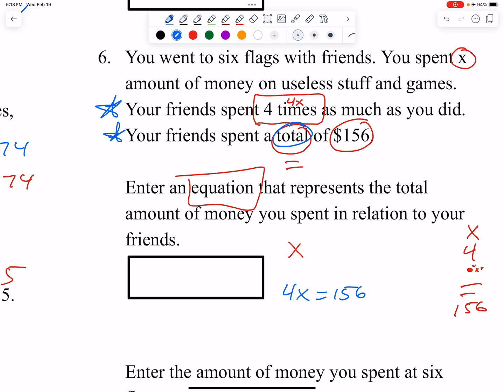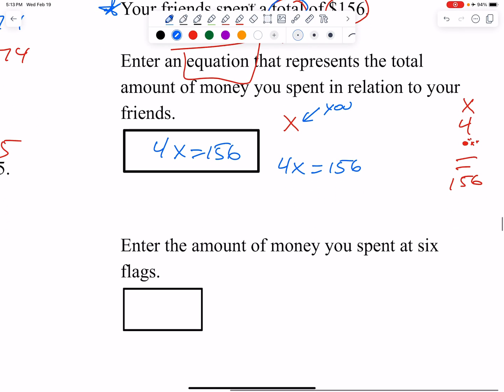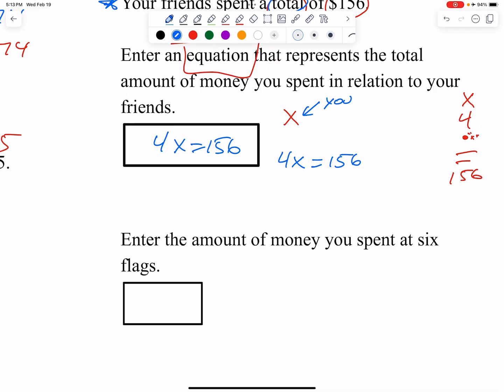So enter the equation that represents the amount of money you spent. So you are X in relationship to your friends. And your friends don't have a letter, so I think I'm okay. So you should have put 4X equals 156. Enter the amount of money you spent at Six Flags. So how did I get to 156?